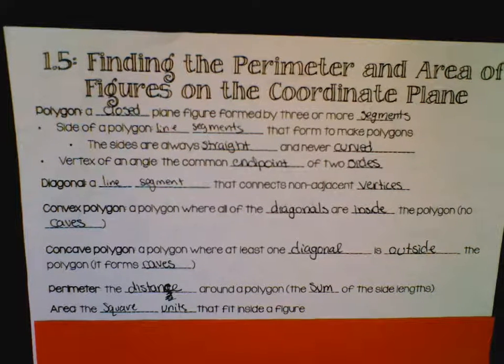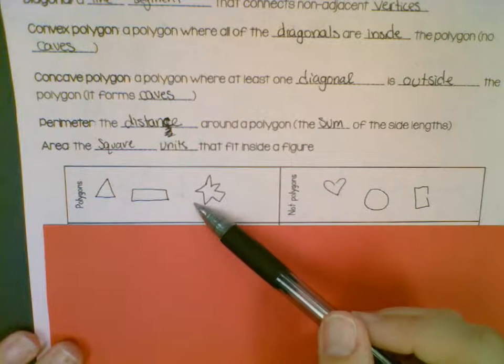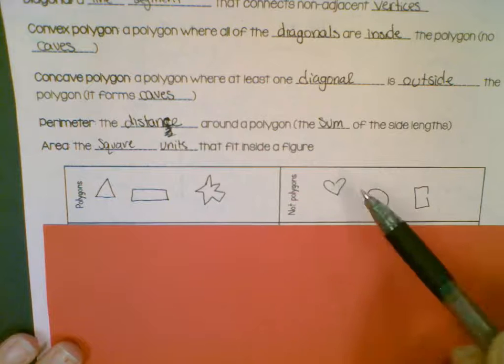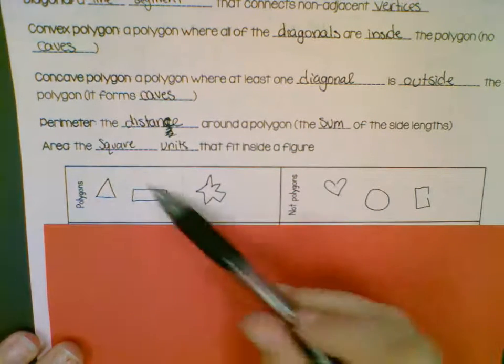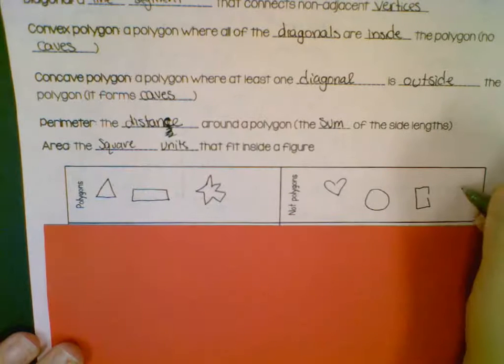Okay, so in our chart, we're going to draw some examples of things that are polygons and things that are not polygons. So polygons are closed and they're formed by lines. Okay, so they can be anything that we can draw lines to connect. So things that are not polygons are anything that has curves on them, like a circle or the heart, or things that don't close. Okay, so you can draw any kind of shape you want here. Another good one would be like that. That's not a polygon because it overlaps like that, like it's twisted.